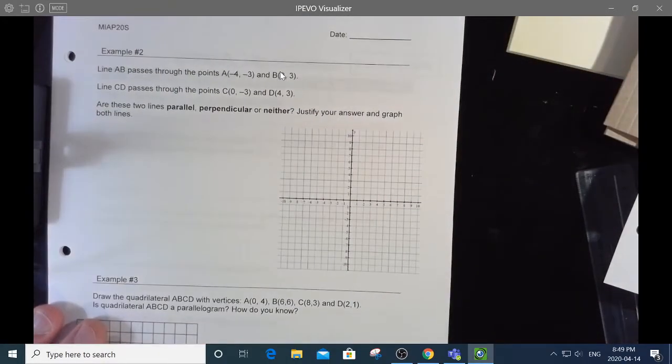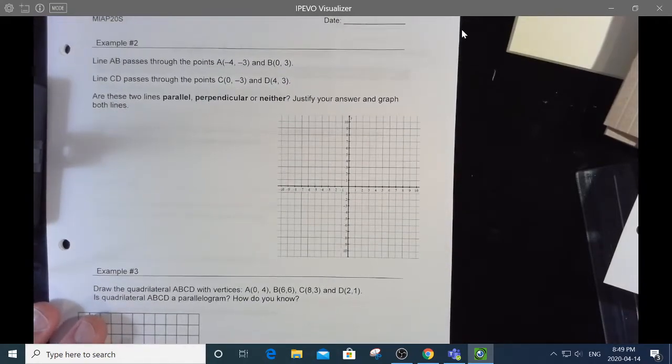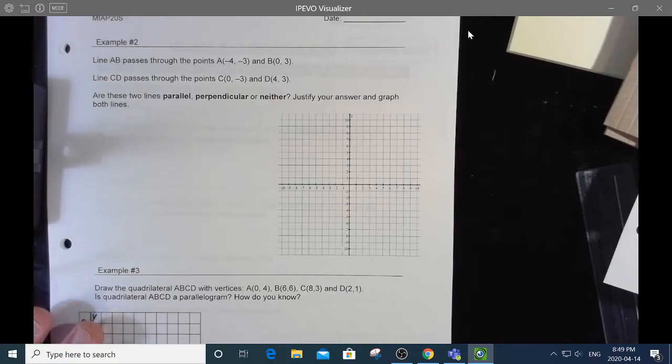Okay, example 2. Line AB passes through the point -4, -3, and B is 0, 3. So perpendicular, parallel, or neither? What do you think?